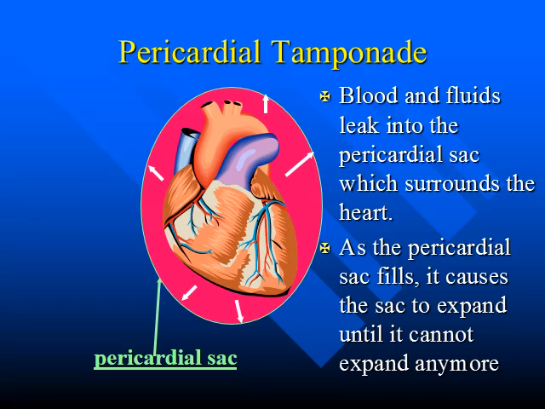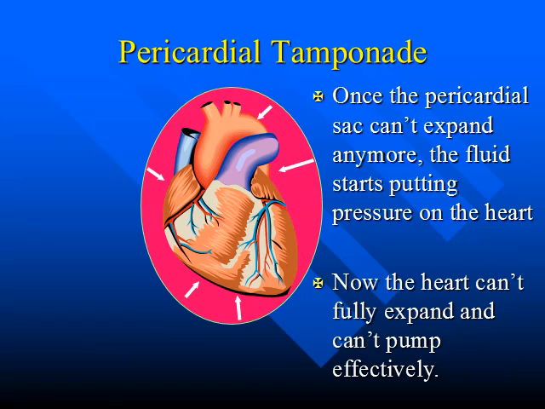Last but certainly not least, I promised you we'd talk about tamponade a little bit more. So this is a picture of the heart and the pericardial sac that's around it, and kind of a stick figure here. This is pericardial tamponade. What is that? Well, that's whenever blood or fluid leaks into the pericardial sac, and that pericardial sac is what surrounds our heart. As that sac fills, it causes it to expand until it can't expand anymore. So it will expand out, but eventually it gets to a point that it can't.